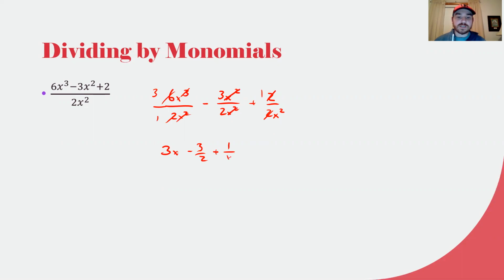And in this case, this is actually not an issue. Normally, you don't really want to keep variables in your denominators. It makes things kind of a pain. But for our purposes, that's perfectly okay when we're dividing polynomials by monomials. So this would be our answer to this problem.